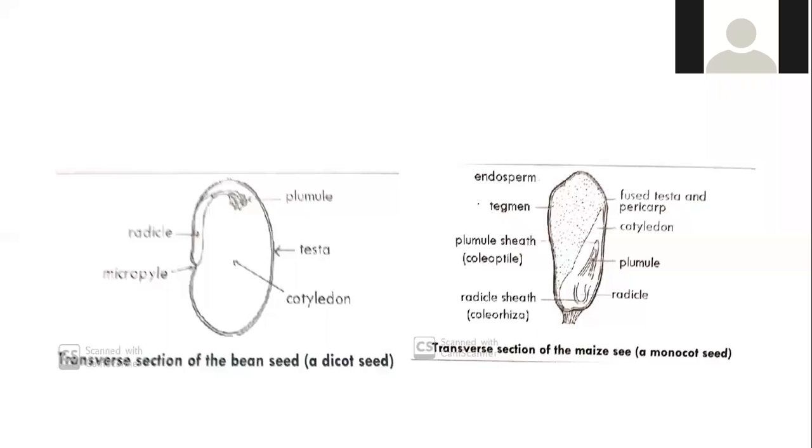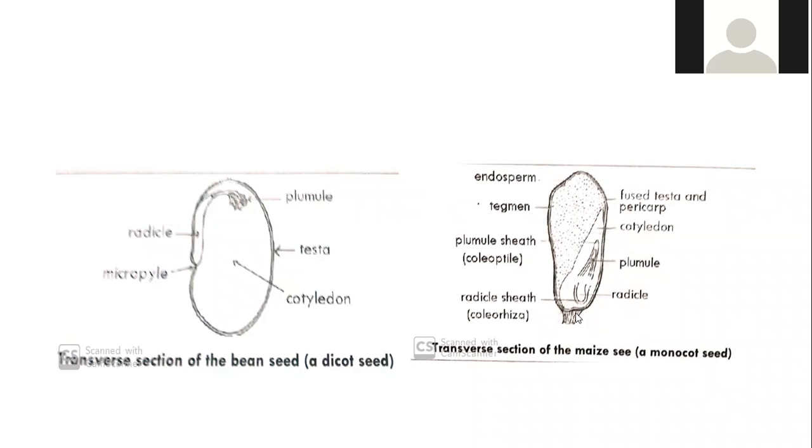This is a common seed, showing you how it looks. Now look at the monocot seed, that is the maize seed. Now you notice that you have your tegmen. That is the inner integument, the inner seed coat. Then you have your testa around. That is the outer seed coat.